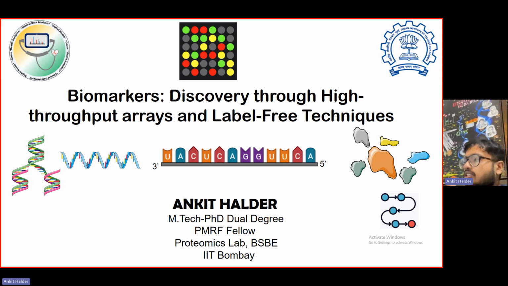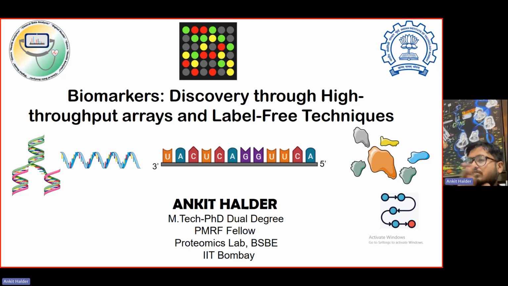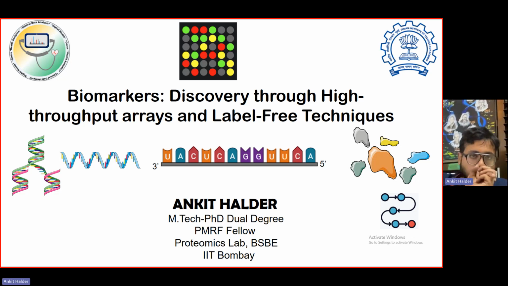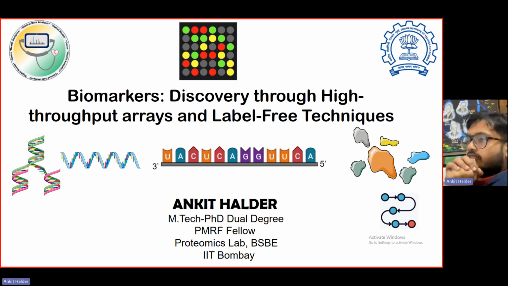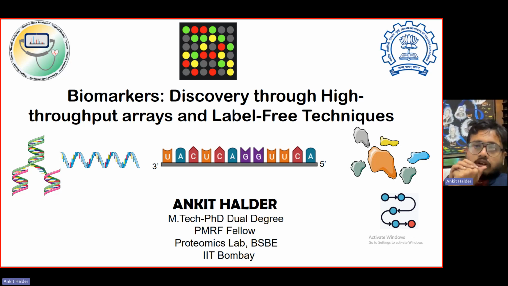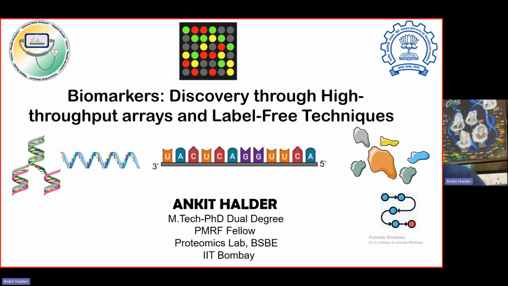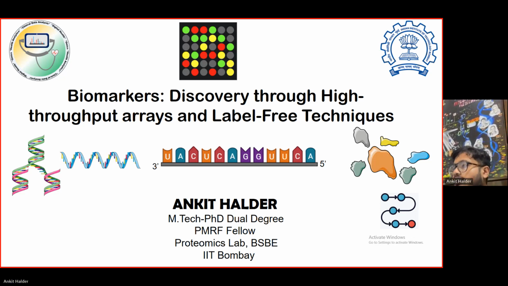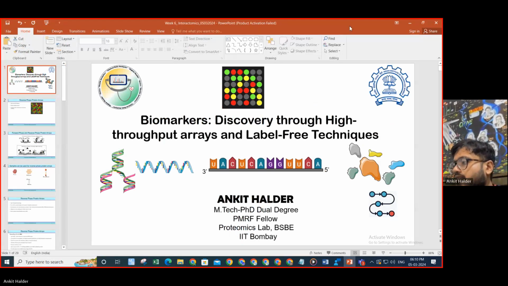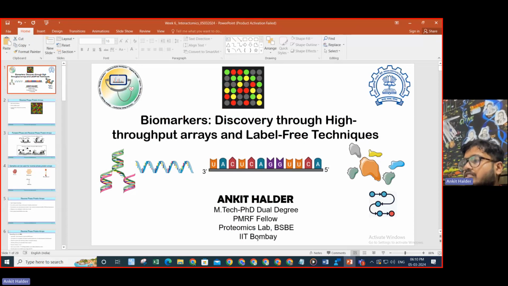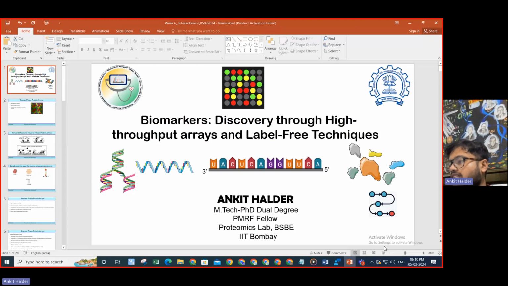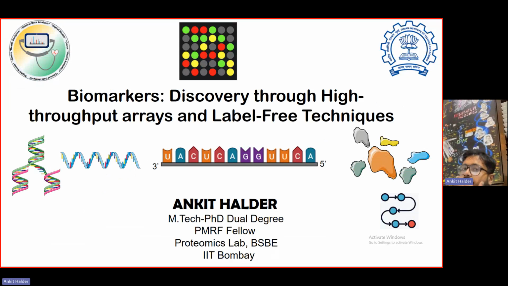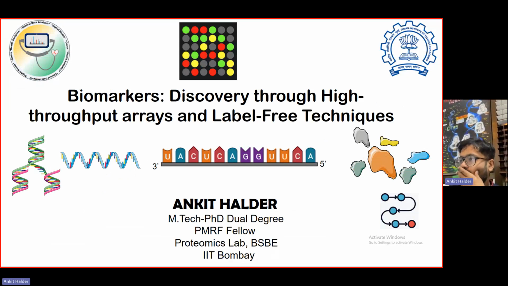Today in this week 6, we will be looking into two techniques for studying the interactions between different biomolecules. One is the high throughput arrays, among which one is label-based techniques, the different kinds of arrays which we talked about in the previous classes, the reverse phase protein arrays. And one label-free technique, which is SPR, or surface plasmon resonance.